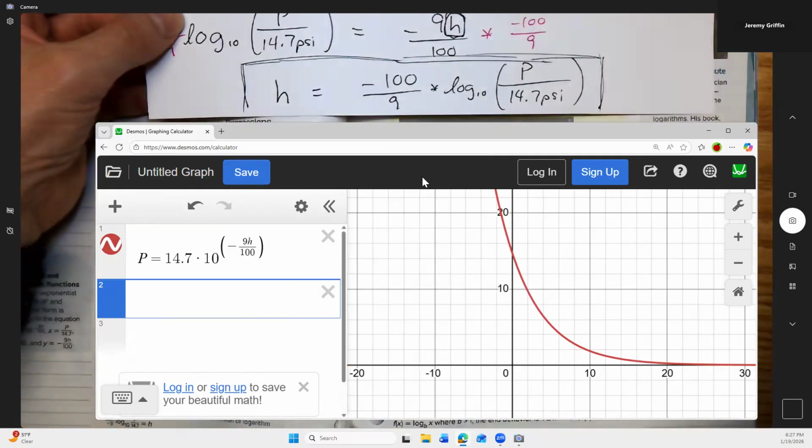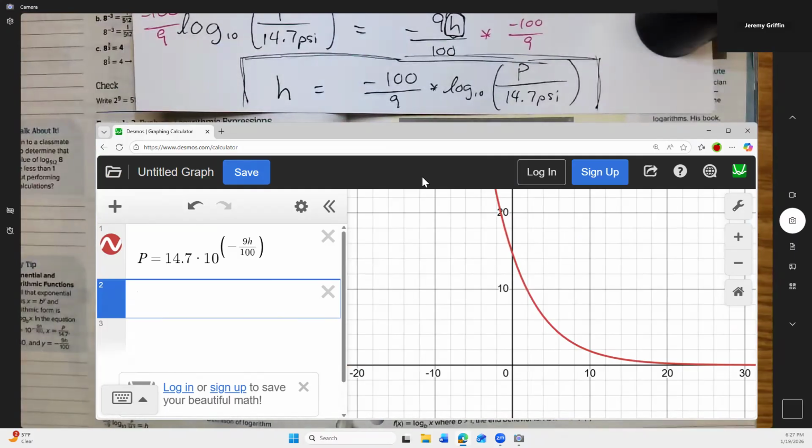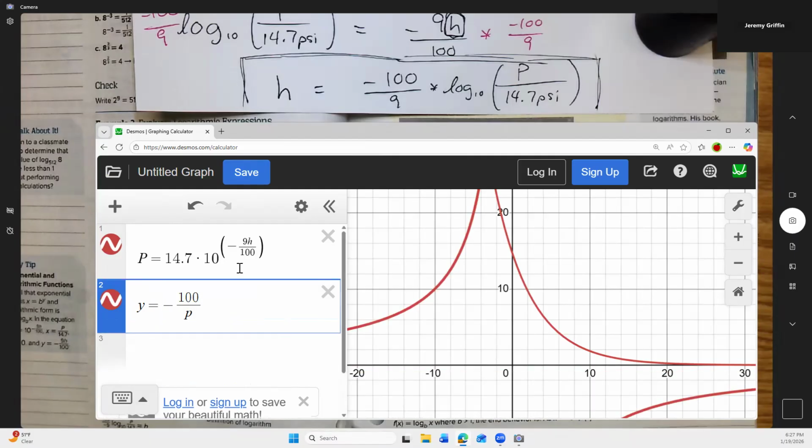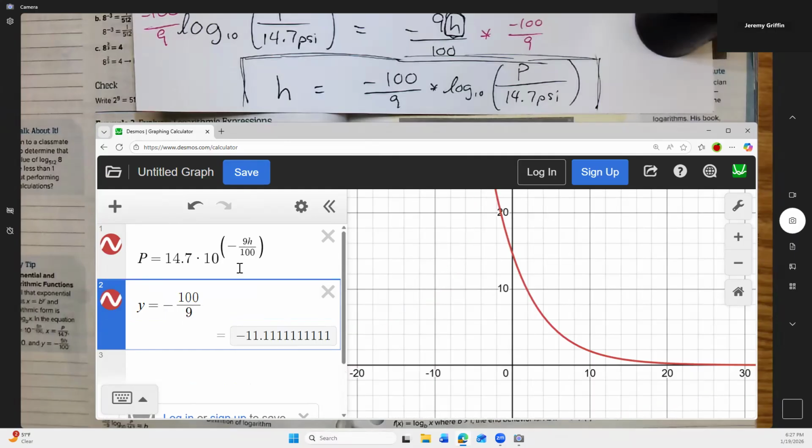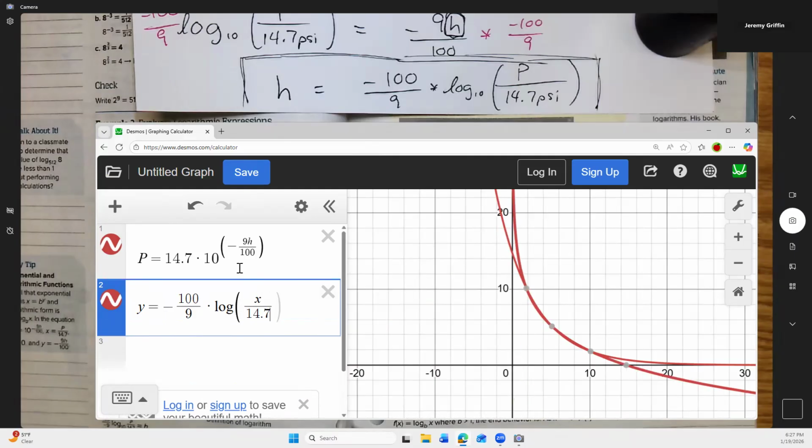Okay, so here's what we got before. Now my x and y are changed. This altitude h is going to become my y value, and I'll just call it y. I think Desmos will recognize this. And I'm going to call pressure the x value, my independent variable. So y equals 100 over 9, multiplied by log base 10, and where the pressure P goes, I'll put x because that's my variable now, for 14.7. Okay, I think that should do it.